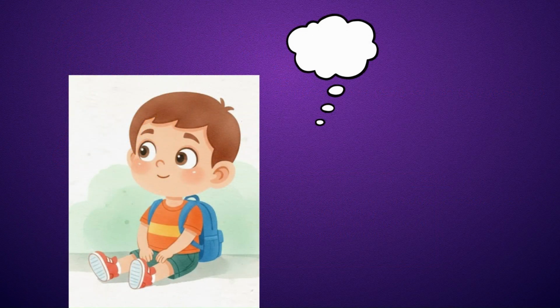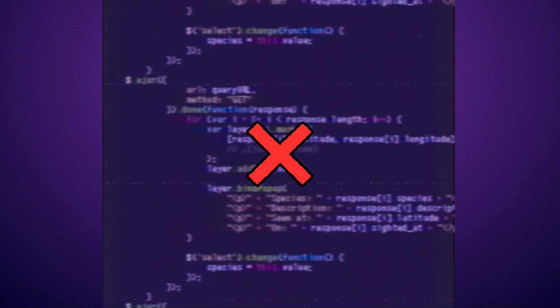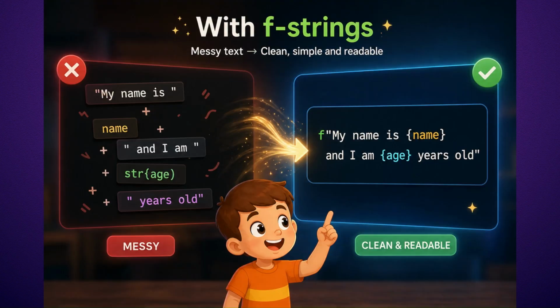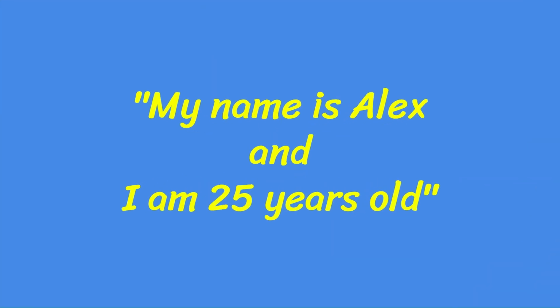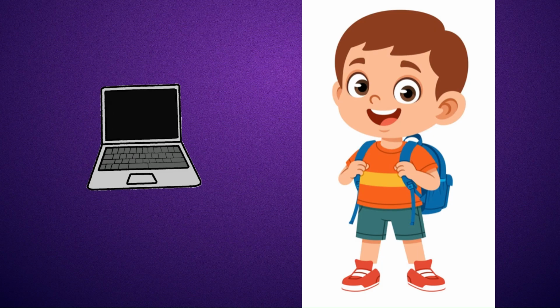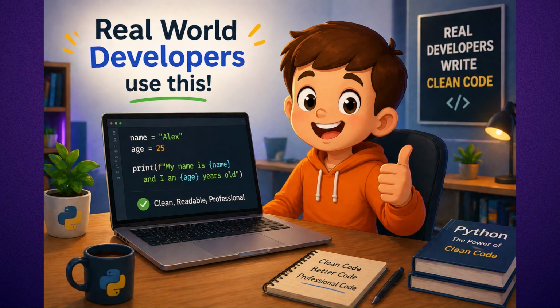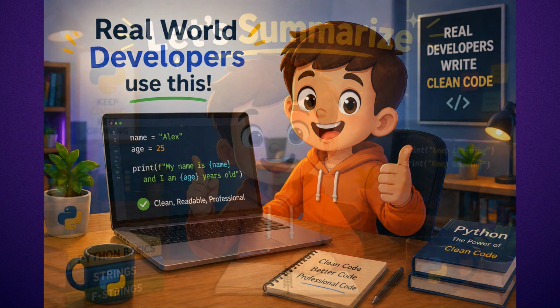Alex understands something important. Without f-strings, code becomes messy. With f-strings, code becomes readable and professional. This is what a real world Python developer uses.